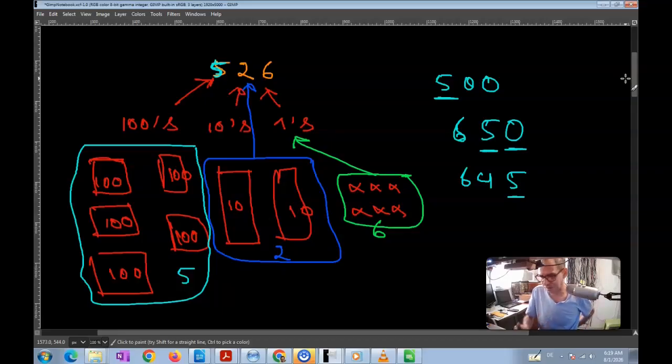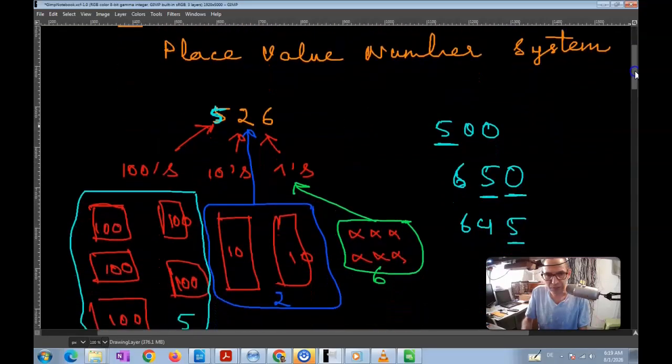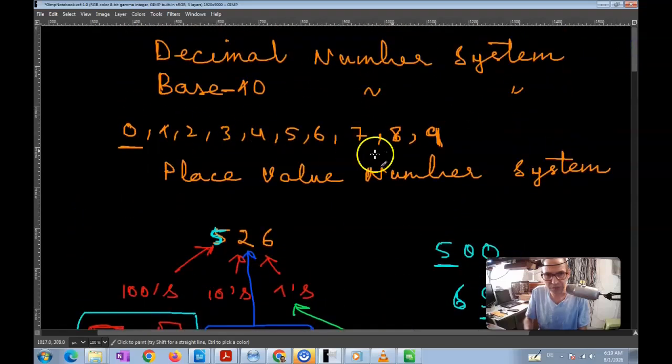Okay, so now we understand that we work with the decimal number system.